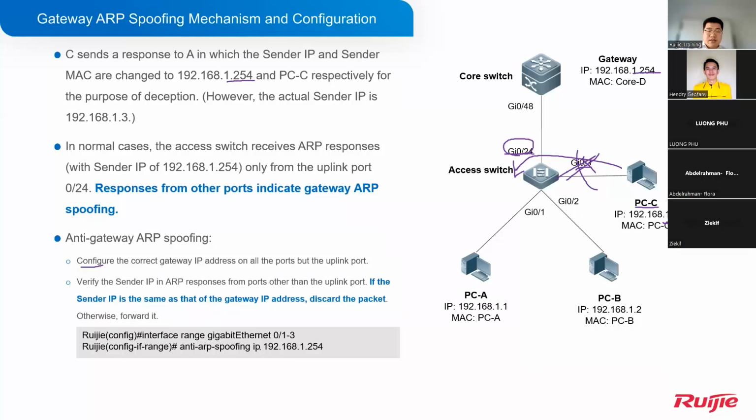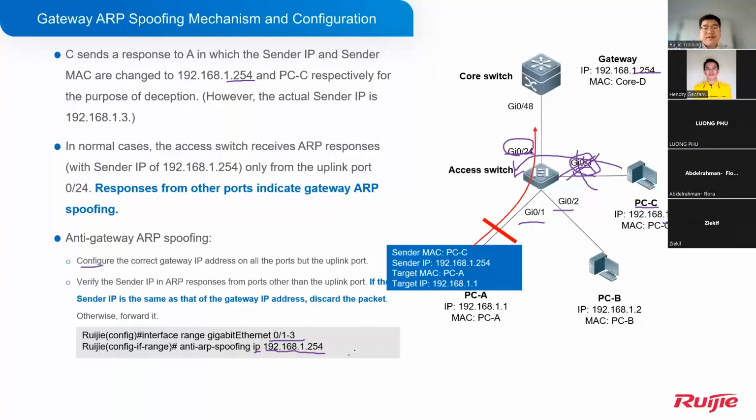In the interfaces other than the uplink ports, you can see 1, 2, and 3. In these ports, configure anti-ARP spoofing with IP 192.168.1.254. So in this case, we tell all these three ports that the gateway is 1.254. And if you receive a packet whose sender IP is this IP address, it means this is gateway ARP spoofing, so please discard the packets. You can see it's blocked.